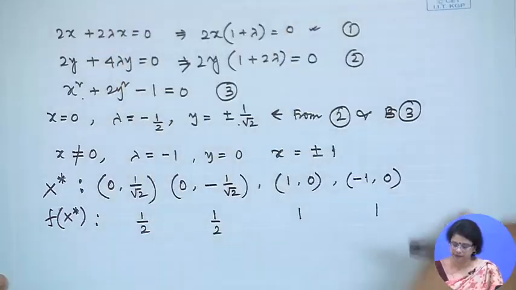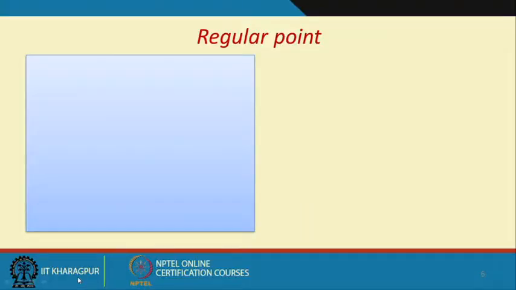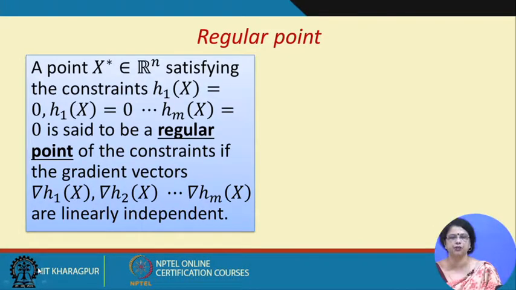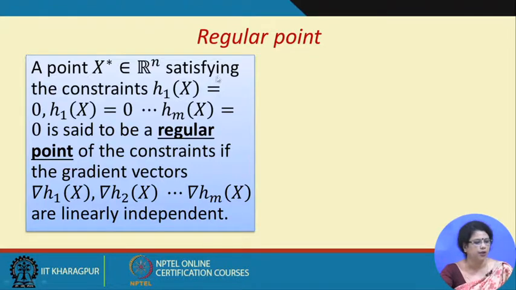Now, I will show you more examples where I can show you that there are certain constraints which are not at all active. Up to this we have come across a few new concepts. One thing is the definition of the regular point. If we have m number of constraints, a point which satisfies all m constraints is a regular point of the constraint set. Not only that, at the regular point all the gradients of the constraints must be linearly independent.